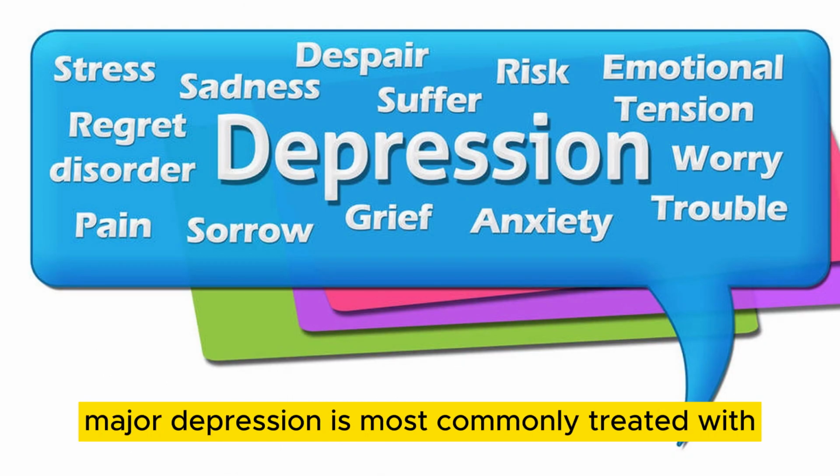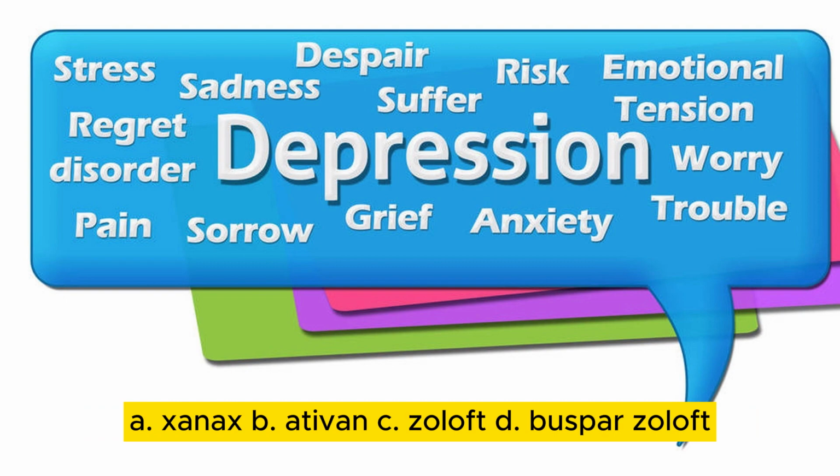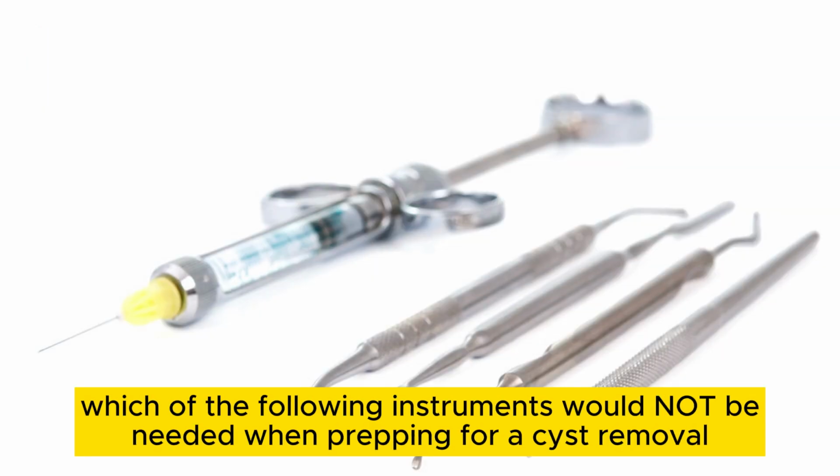Major depression is most commonly treated with A. Xanax. B. Ativan. C. Zoloft. D. Buspar. Zoloft.